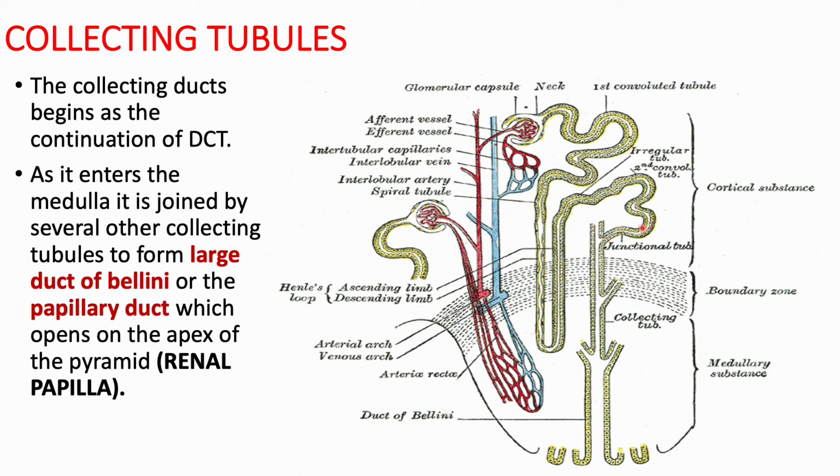So then let us talk about the collecting tubules. The collecting ducts begin as the continuation of the distal convoluted tubule. As it enters the medulla, it is joined by several other collecting tubules to form a large duct of Bellini, or the papillary duct, which opens into the apex of the pyramid, that is the renal papilla.